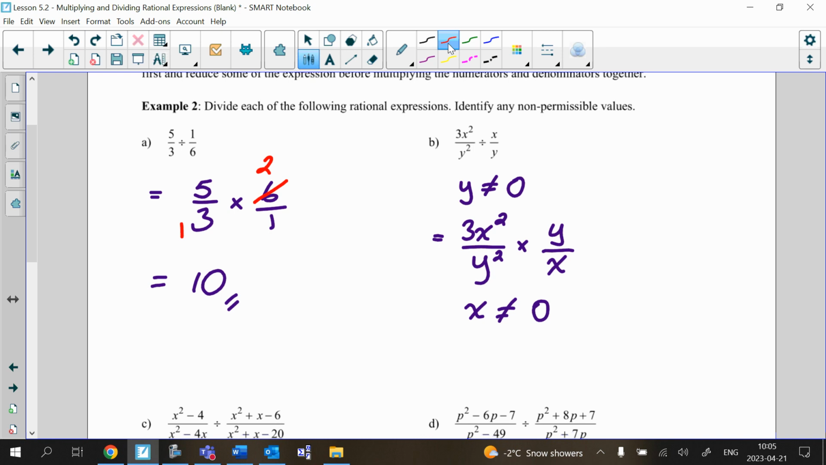So what could I reduce? I could divide each of these by a y, so I'm left with 1, and I'm still left with a y down here. I could do the x squared and x. X divided by x is 1. X squared divided by x is x. So I'm left with 3 times x times 1, which is 3x, over y times 1, which is y.